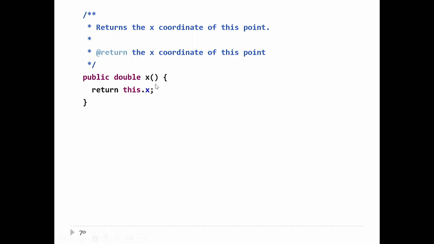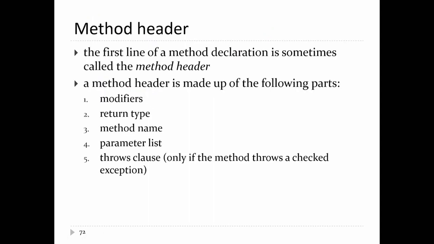So here's a method called x. No parameter this time. It returns a double. And what does it return? It returns the x coordinate of the point. So what's the x coordinate of the point? Well, it's just this dot x. Return the y coordinate of the point. Okay, what's the y coordinate of the point? Well, it's just this dot y.